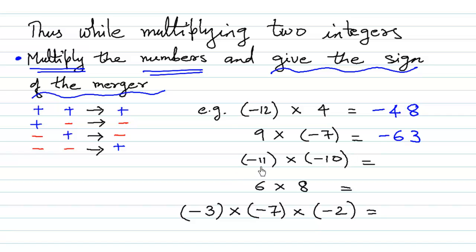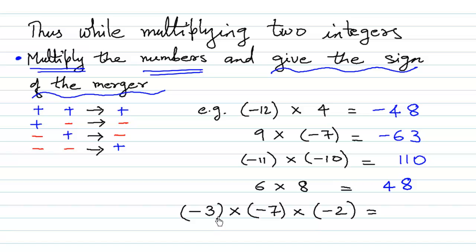Similarly, what is negative 11 multiplied by negative 10? So just multiply first. 11 tens are 110 and negative and negative is positive. So you can write a plus sign or you can simply ignore the positive sign. So when two numbers are multiplied and both are negative, we have a positive answer. And 6 and 8, so 6 eights is 48. And we know since both the numbers are positive, the answer is going to be positive.